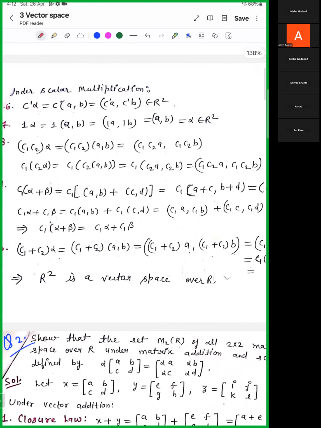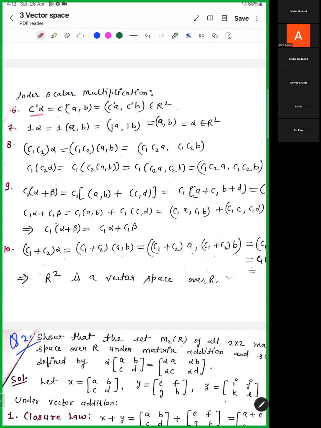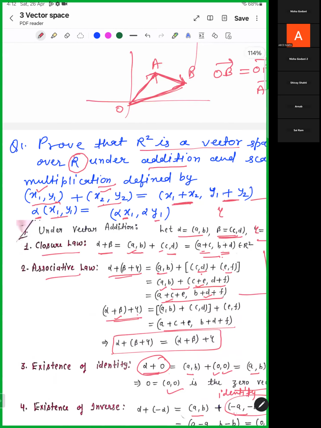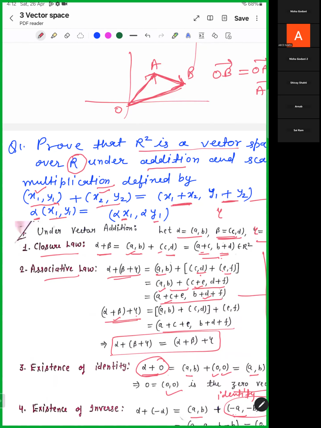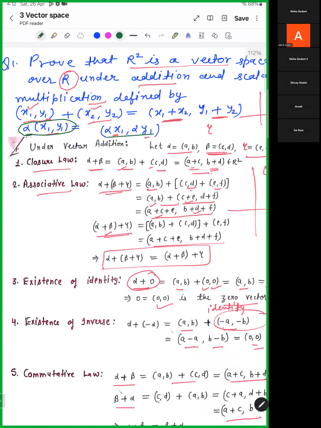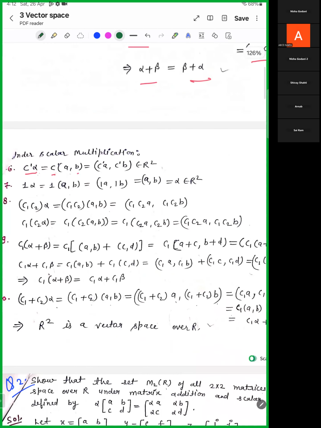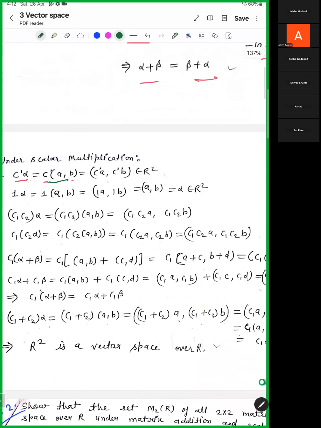So C dash alpha is what? Alpha is A comma B, so when you multiply, it is C dash A comma C dash B. Why is it multiplied like this? Because it was mentioned in your question. In the question, it is mentioned that alpha into x1 y1 is alpha x1 comma alpha y1, which means alpha is to be multiplied with each component. That is why I have multiplied this C dash with A comma B, so C dash into A and C dash into B.